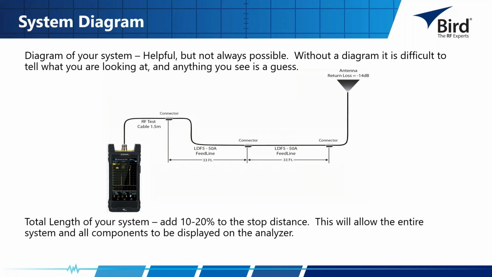Regarding the total length of your system, add it all up and then add 10 to 20% to the stop distance. This will ensure that the entire system and all components are available to be displayed on the analyzer.